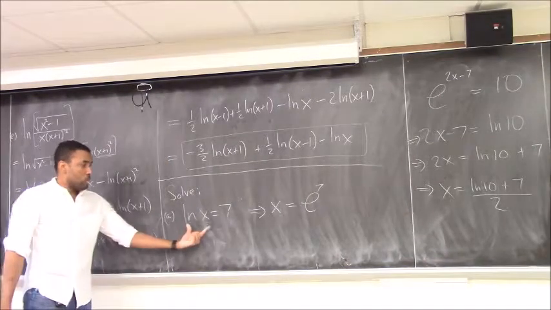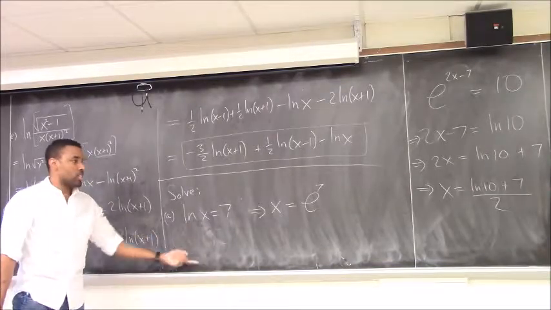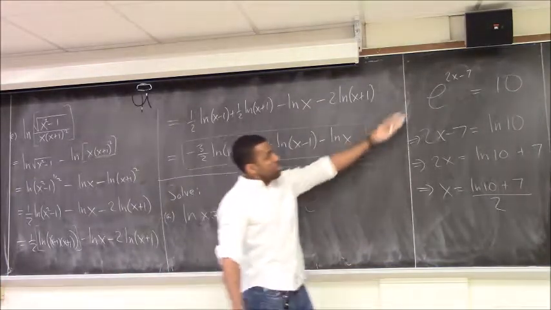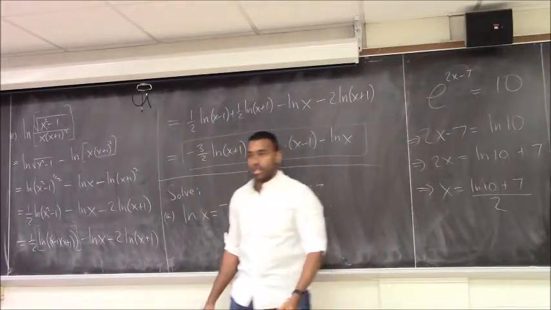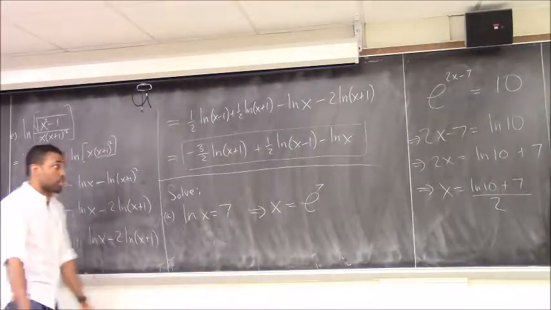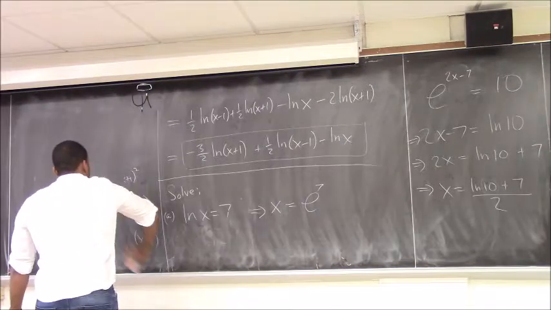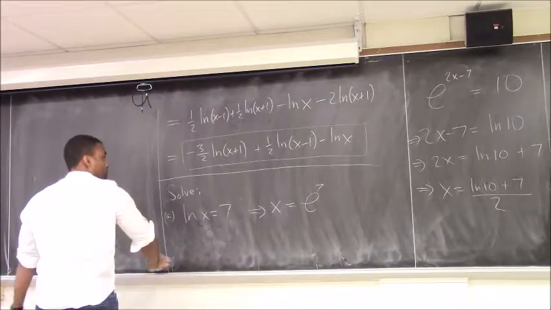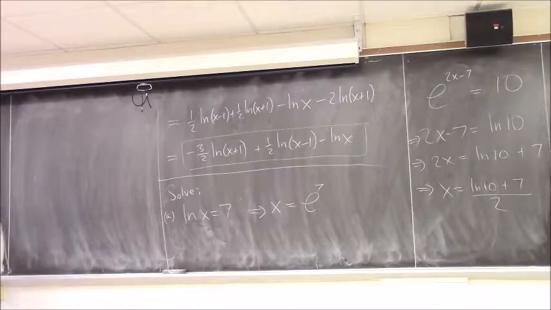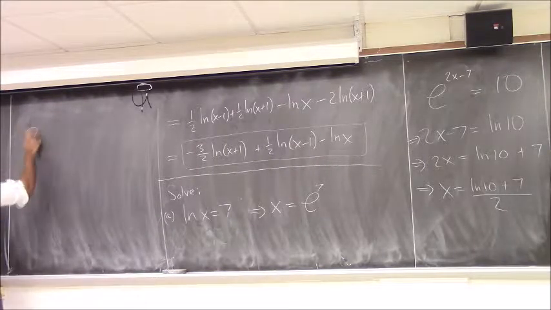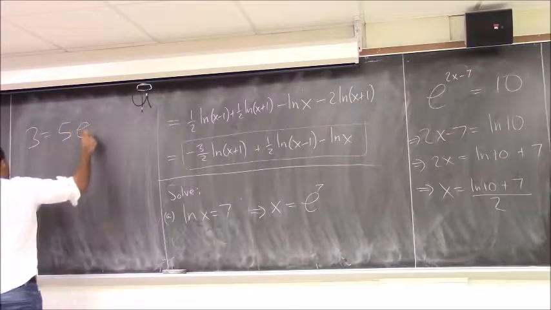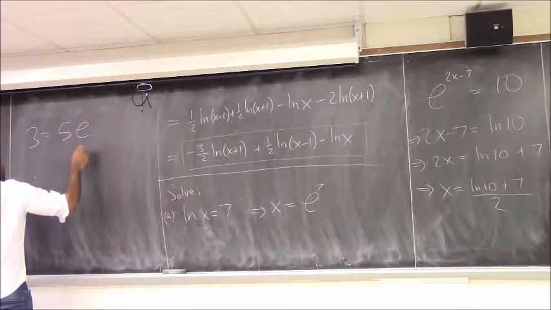So normally, if you want to solve a log equation, you can use exponentials to simplify things. If you want to solve an exponential equation, you can use logs to simplify things, because exponentials and logs kill each other. They are inverse functions. One undoes the other one. So that gives us a nice way of solving equations. Okay, let's do this one. 3 equals 5e to the 3x.